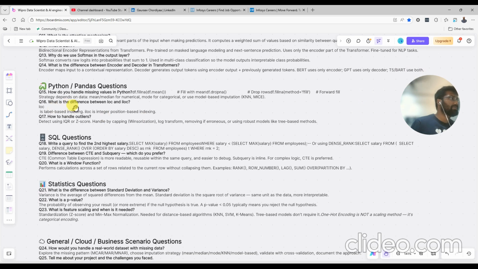Now next question depends on the Python and pandas. How do you handle missing value in Python? So these are the techniques we use to handle the missing value. First of all, we try to get where those missing values are and how do we get that. So df.isnull().sum() will get the count of null values in every single feature.